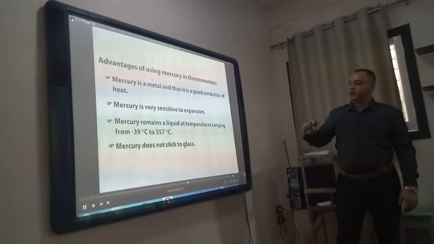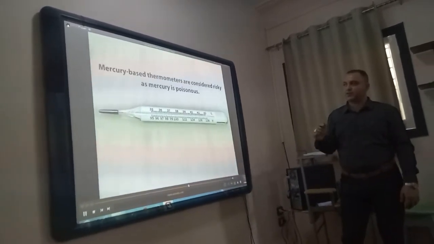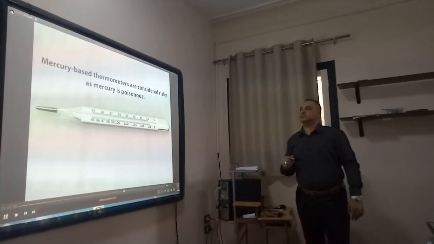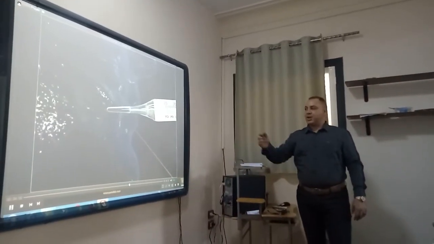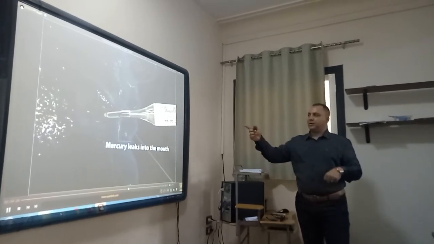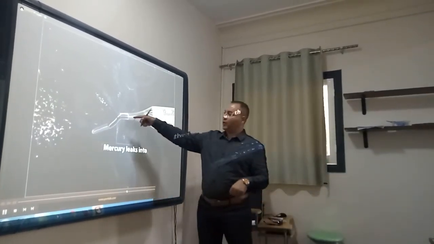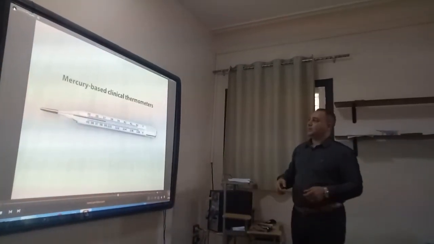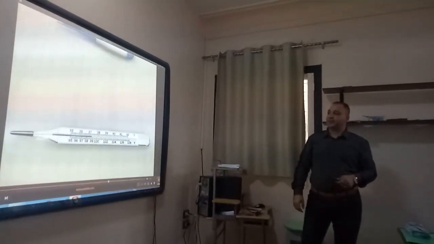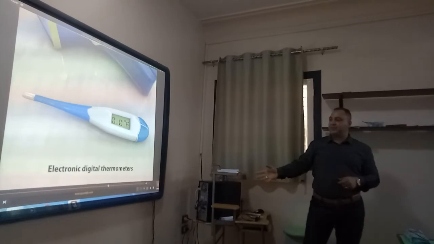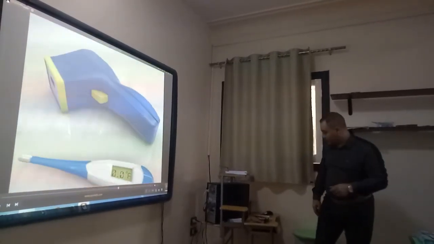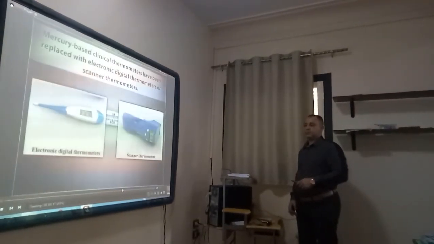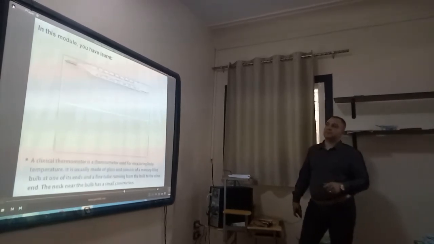Though using mercury thermometers has advantages, it is risky. This is because mercury is poisonous. What happens if you bite the mercury bulb with your teeth? The bulb will be broken, and the mercury enters the mouth. So, besides the mercury clinical thermometer, there are digital thermometers and scanner thermometers, which are forms of clinical thermometer. In this module you learned about the clinical thermometer.